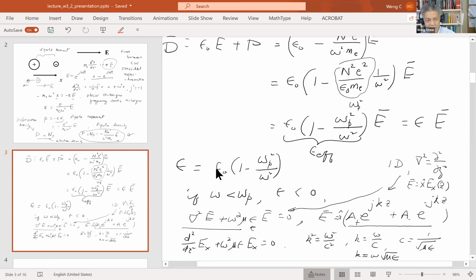Okay, so if K becomes a pure imaginary number, what happens to this wave? If K is a pure imaginary number, instead of oscillating, remember when we do this, we have to go back and forth between frequency domain and time domain. So you will have to multiply this by e to the j omega t.